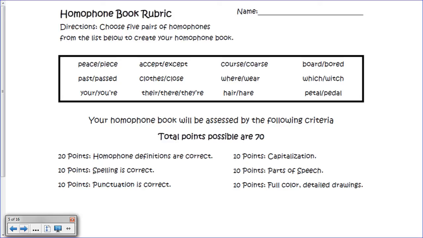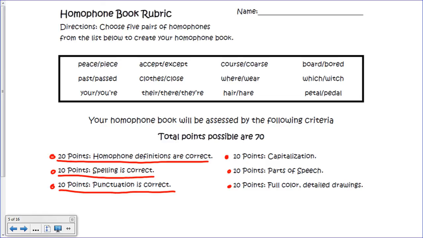So there's a total of 70 points. And these bulleted items here are what I'm going to be looking for in your homophone book. So there's homophone definitions are correct. That's worth 20 points. There's 10 points that the spelling is correct, so make sure everything's spelled correctly. 10 points for punctuation. Punctuation is using periods, capitals, exclamation points, commas, using those appropriately. Make sure you use those things.